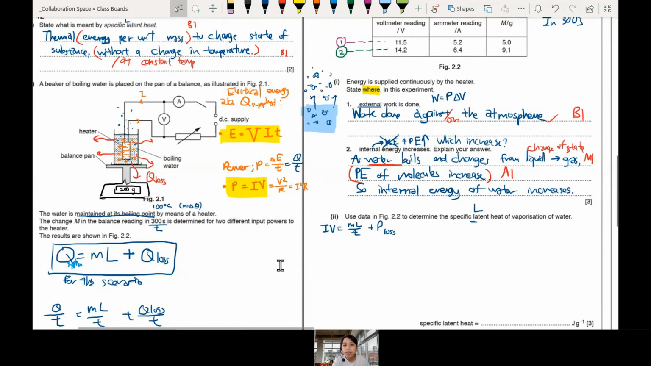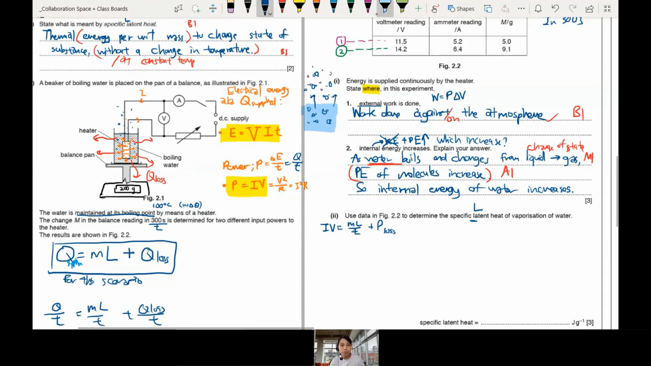Let's see the top. Okay, let's take our first set of reading. Remember, when there's two sets, probably you have to do this two equation thing. Let's start with the first one. Number 1, I times V, current times voltage. So I take 5.2, 11.5, I just write it out.